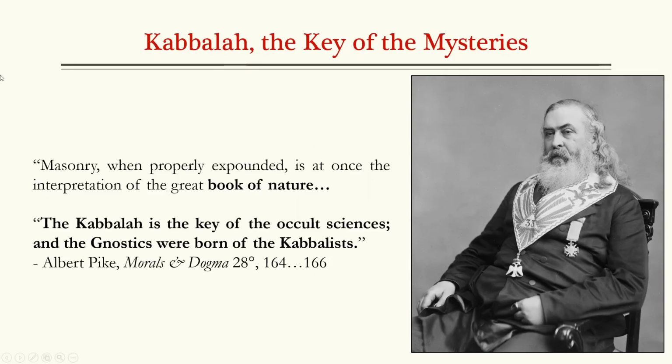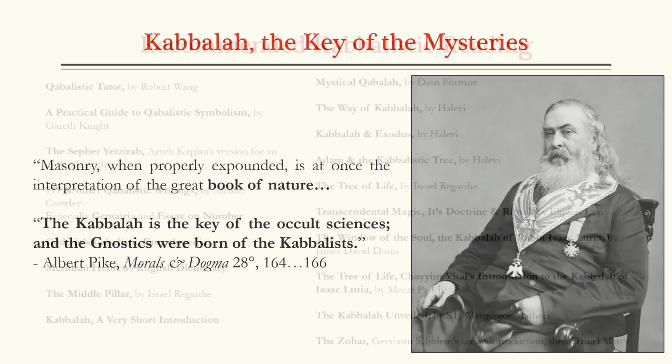Closing quote from Albert Pike. We mentioned this last time. Masonry, when properly expounded, is at once the interpretation of the great book of nature. The Kabbalah is the key of the occult sciences, and the Gnostics, according to Pike, were born of the Kabbalists. That is Morals and Dogma, 28th degree.